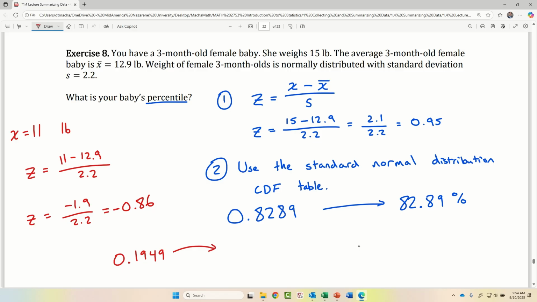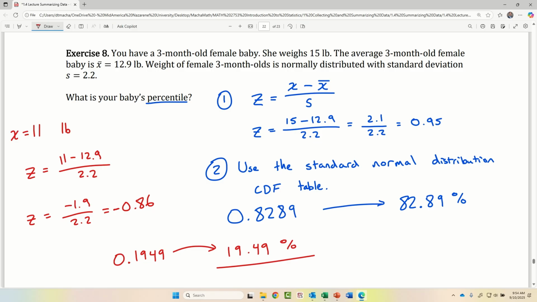Once again, I need to convert this to a percent, and I convert this to a percent by multiplying by 100. And so the percentile for this baby is 19.49%. That means for an 11-pound, 3-month-old female baby, the percentile would be about 19.49%. That means the baby is heavier than 19.49% of the population and is lighter than 80% of the population. That's where they sit.